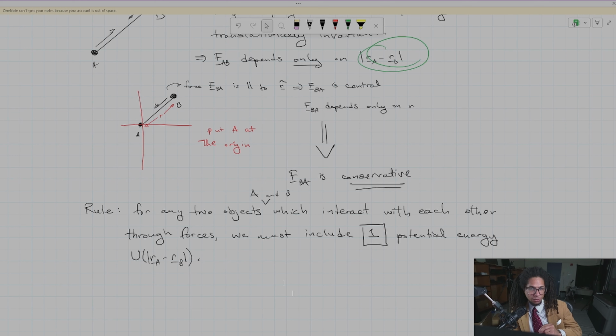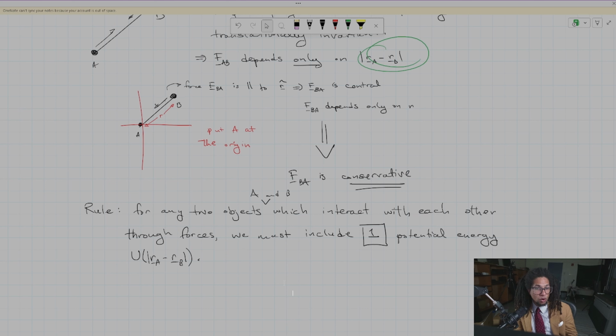Next, we bring object B in from infinity with object A already in place. But if we do that, then object B does feel the effect of object A being at the origin. In particular, it gains a potential energy, U of R, where R is the final distance between A and B. So that's how you know there should be exactly one potential energy for the two objects that come in pairs.